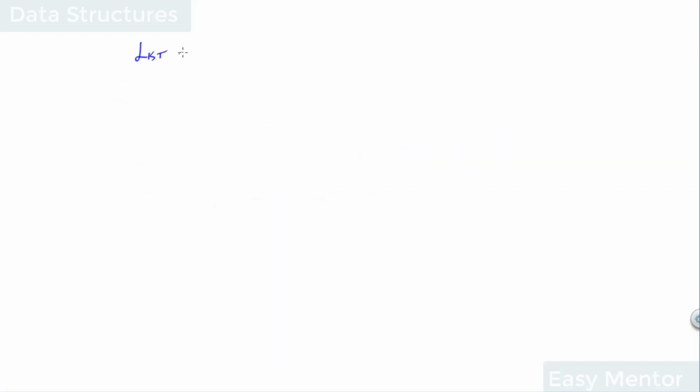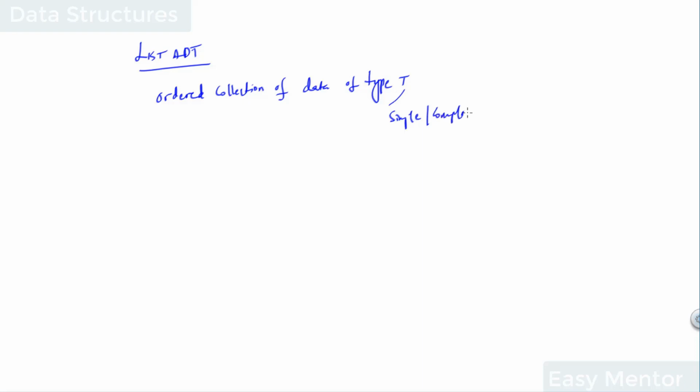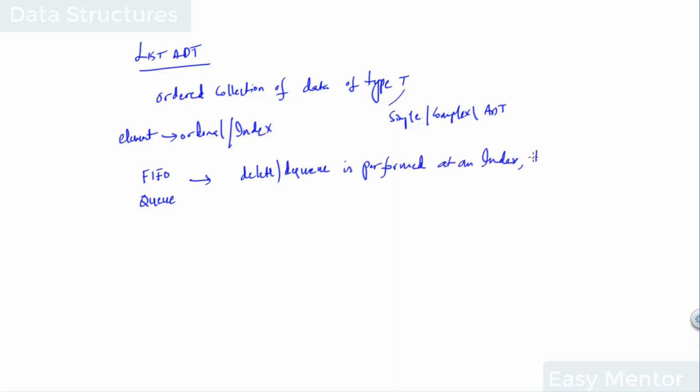To elaborate further, we have a List ADT that is also an ordered collection of data of type T, which can be simple or a complex ADT in itself. And the ordering of elements present in the list owes to the fact that each element in the list is mapped to an ordinal, also called an index. And this ordinal or index can be used to order all the elements. And we can mimic the FIFO behavior of a queue by ordering the elements in the list in such a way that when delete or DQ is performed at an index, that index has the least recently inserted element.